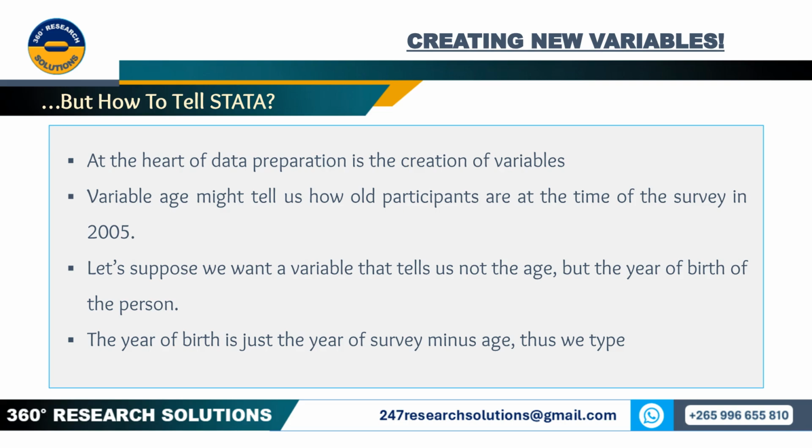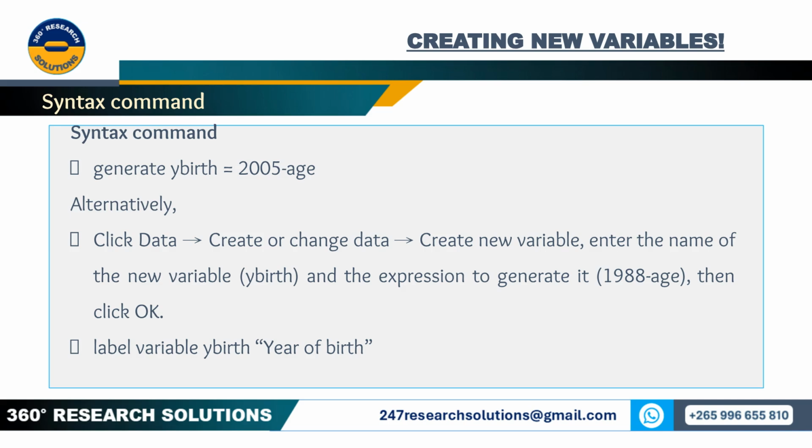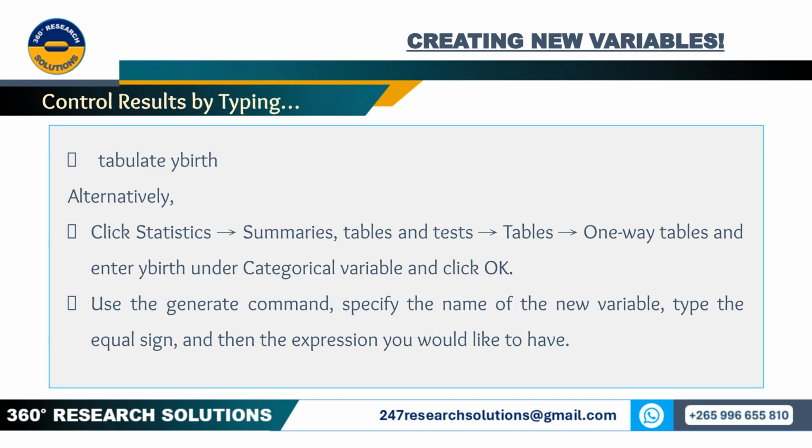The creation of variables is central to data preparation. For example, if you have a participant's age in 2005, you can calculate their birth year by subtracting age from 2005. The syntax command to generate a new variable is generate ybirth equals 2005 minus age. Alternatively, use the menu path, Data, Create or change data, Create new variable, then label the variable. Control your results by typing tabulate ybirth. You can also use the menu path, Statistics, Summaries, tables and tests, Tables, One-way tables.